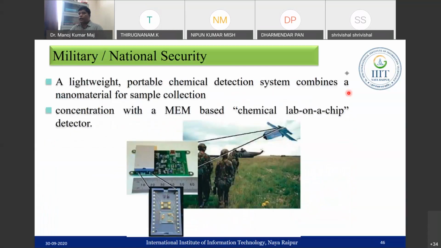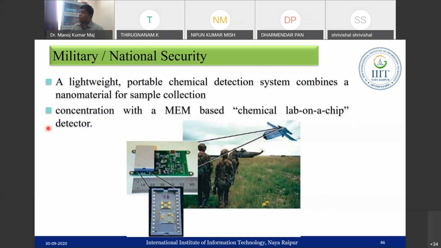And in the military and national security systems, it is a very lightweight material, and it can be a very portable kind of chemical detection. So it can combine the nanomaterials for the different kinds of sample collections. So in this case we can use this as a chemical lab on chip detector.